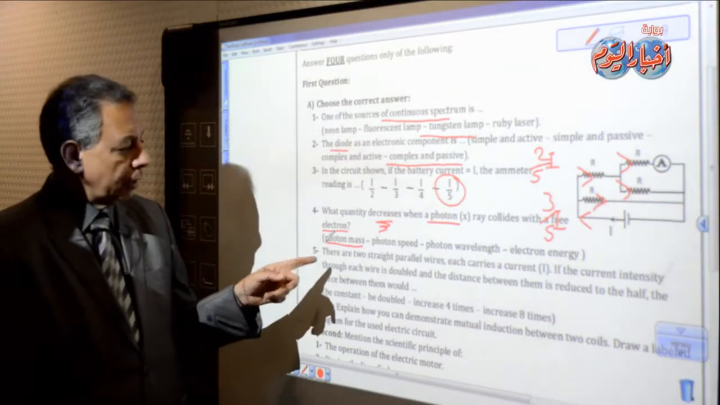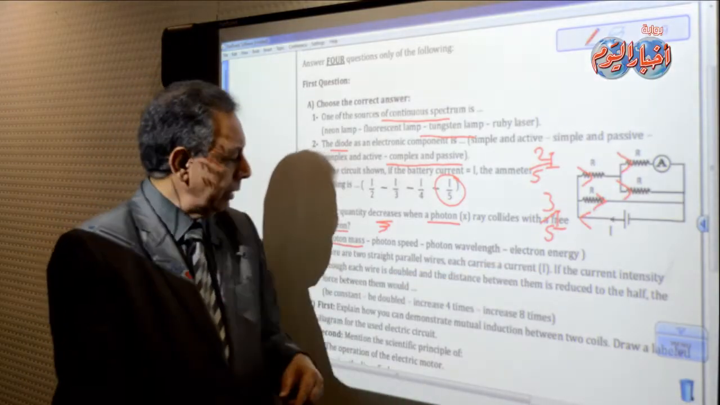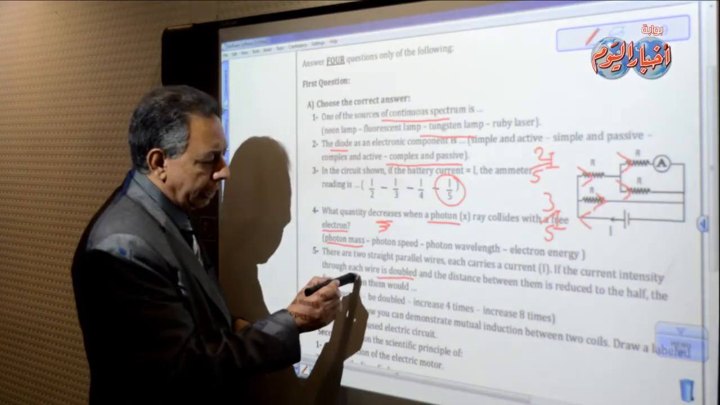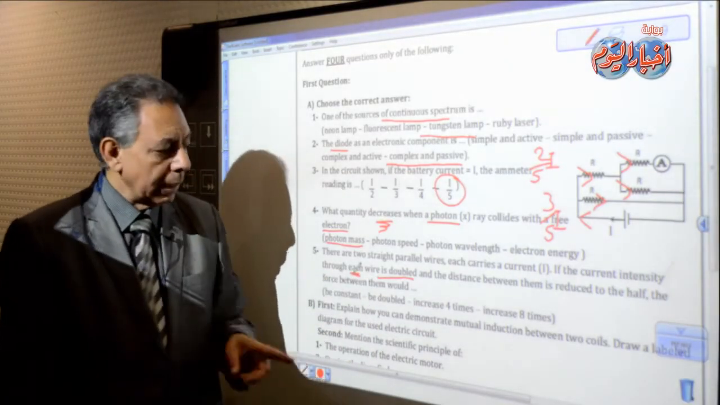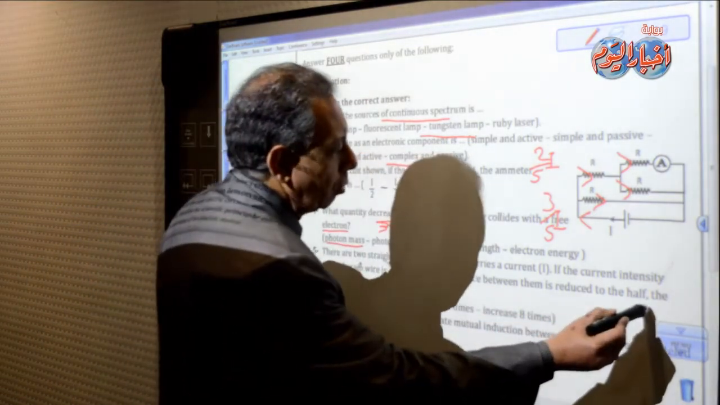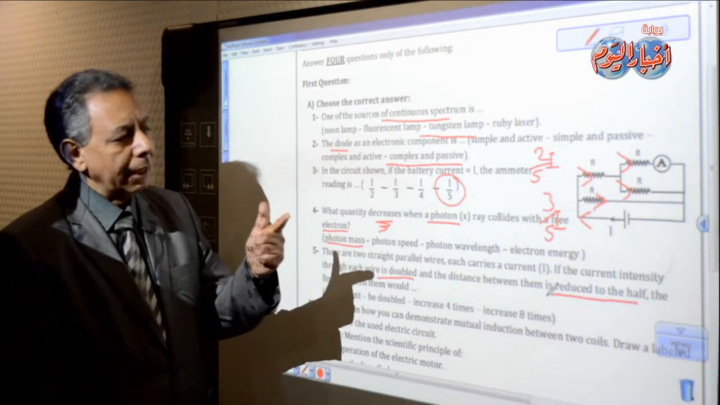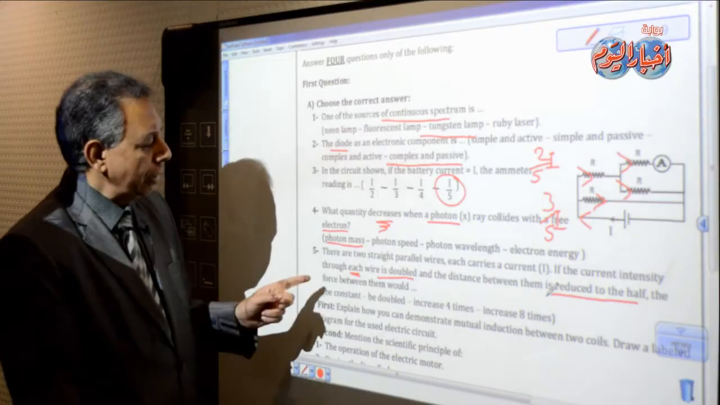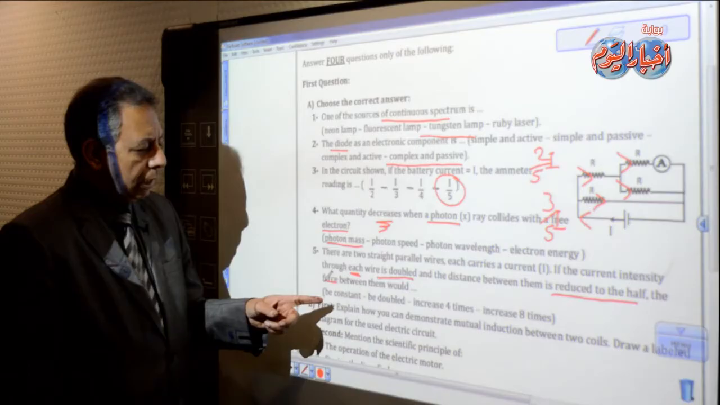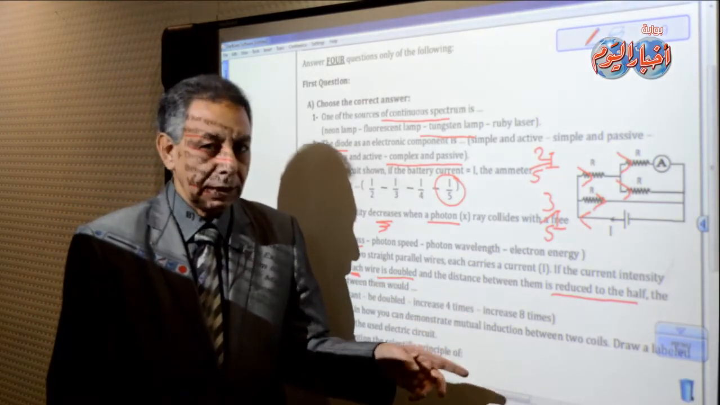The fifth point: there are two straight parallel wires. Each carries a current I. If the current intensity through each wire is doubled, so we have two wires and the current through each wire is doubled, and the distance between them is reduced to half. Very important words: double for each current, and the distance between the two wires is halved. What happens to the force between the two wires? Would it be constant, doubled, increase 4 times, or increase 8 times?